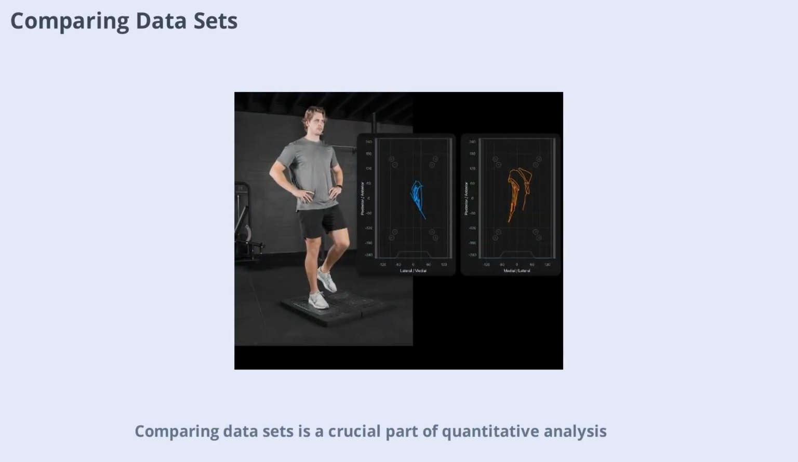Comparing data sets is a crucial part of quantitative analysis. By looking at how variables change under different conditions, such as before and after an intervention, biomedical engineers can assess the effectiveness of treatments or training programs. This objective approach ensures that recommendations are based on solid evidence, not just intuition.